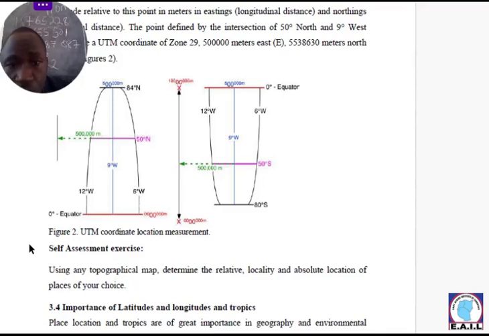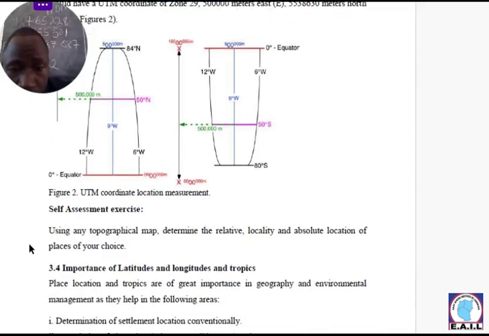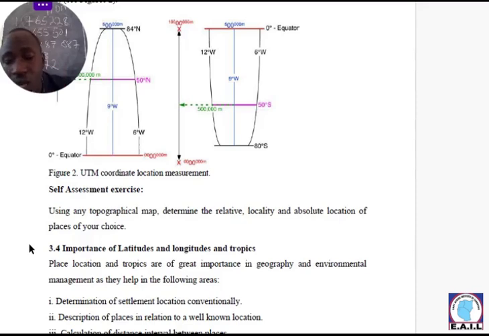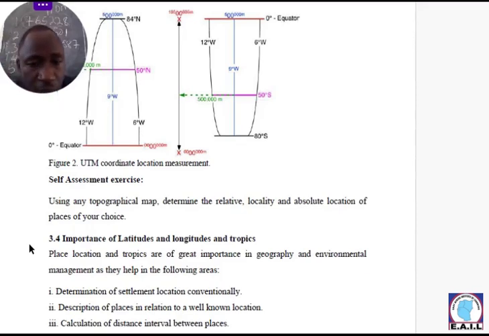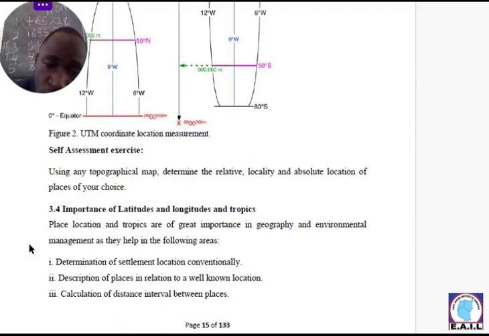Below we have some of the importance of these latitudes and the tropics. The first thing is place location, and the tropics are greatly important in geography and environment management, as presented below. They are saying that the first thing is the determination of the settlement location.